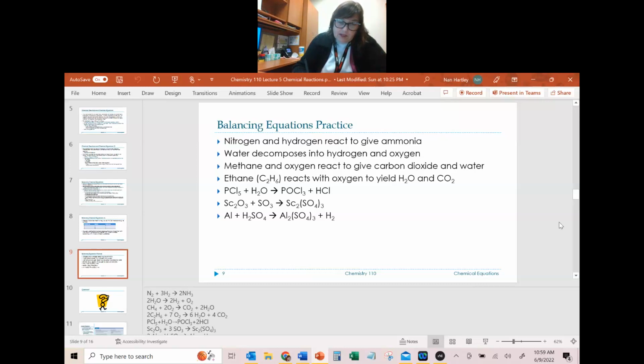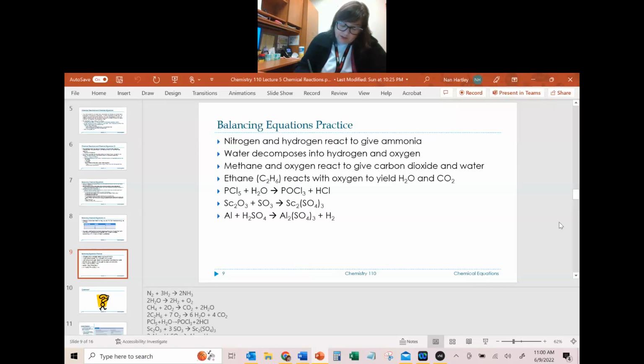Al plus H2SO4 gives Al2(SO4)3 plus H2. So I have 1 here, 2 here, 1 here, 3 there, 2 there, 2 there, and then oxygen, I have 4 on that side, and 12 on that side.